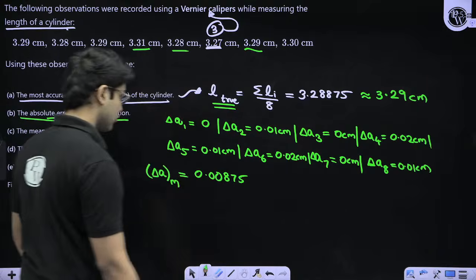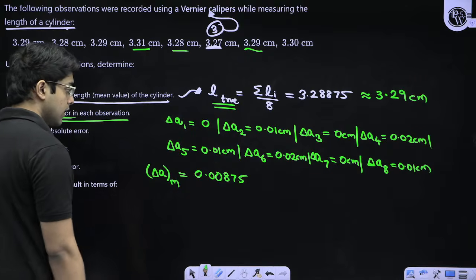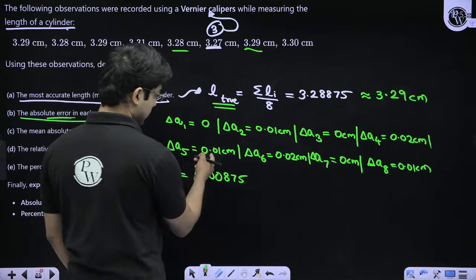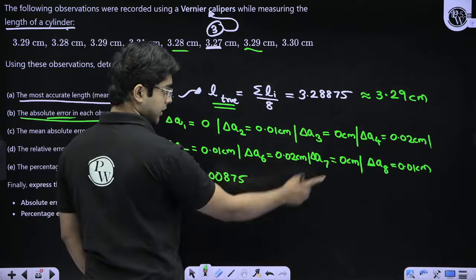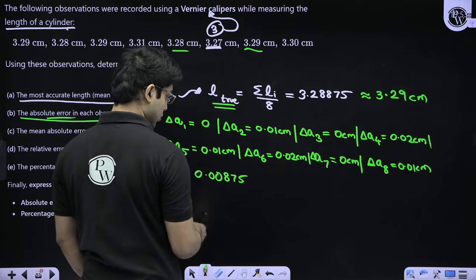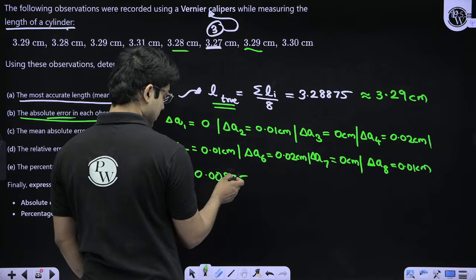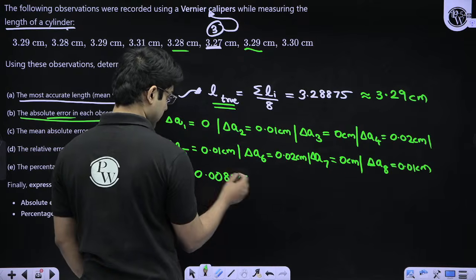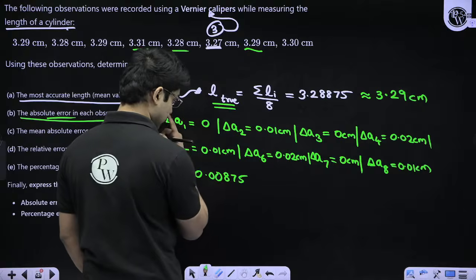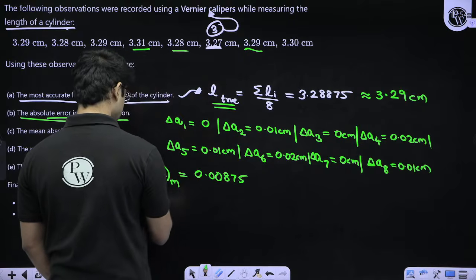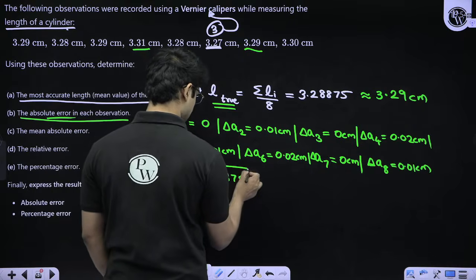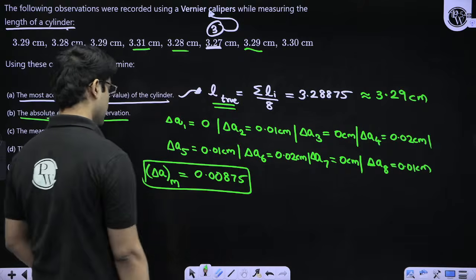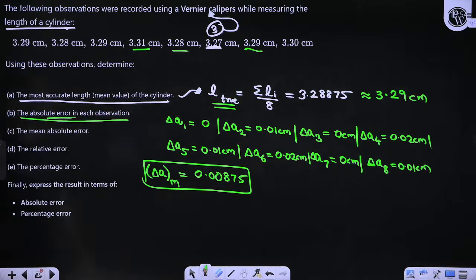Okay, so you can also round it off. So here there are 2 decimal places, right? So here also you can make it into 2 decimal places. So I guess this will become a 9, you can make it into a 0.01. Okay, but let's just keep it this way. This is the mean absolute error.